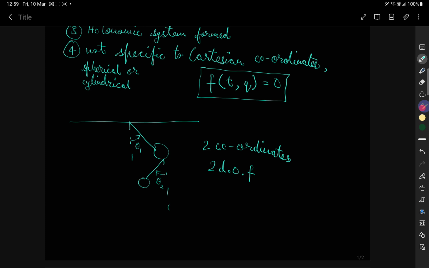That gives us 2 coordinates and 2 degrees of freedom. And you can obviously guess, since this is a pendulum of fixed length, both pendulums would have a circular path, which is like this and like this. Sure?